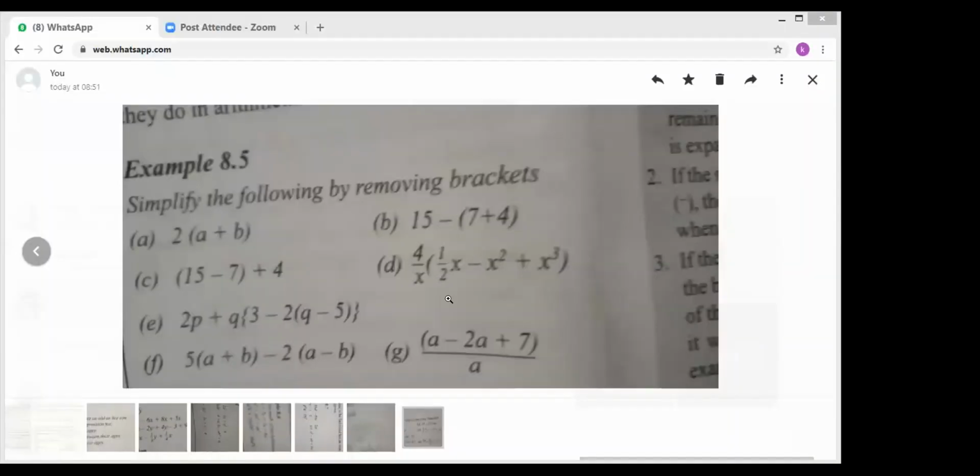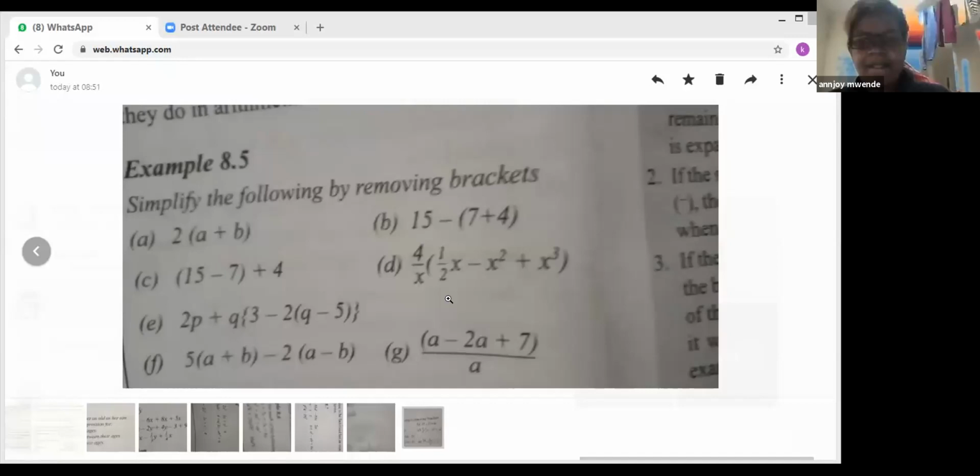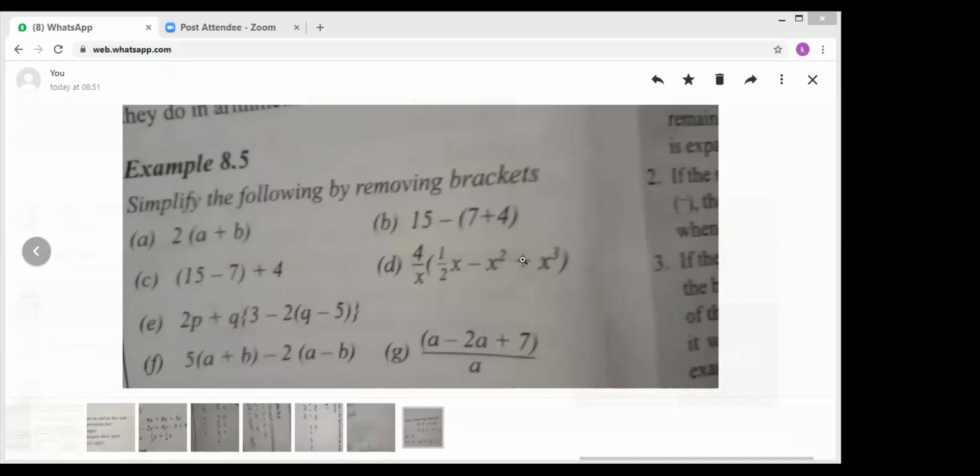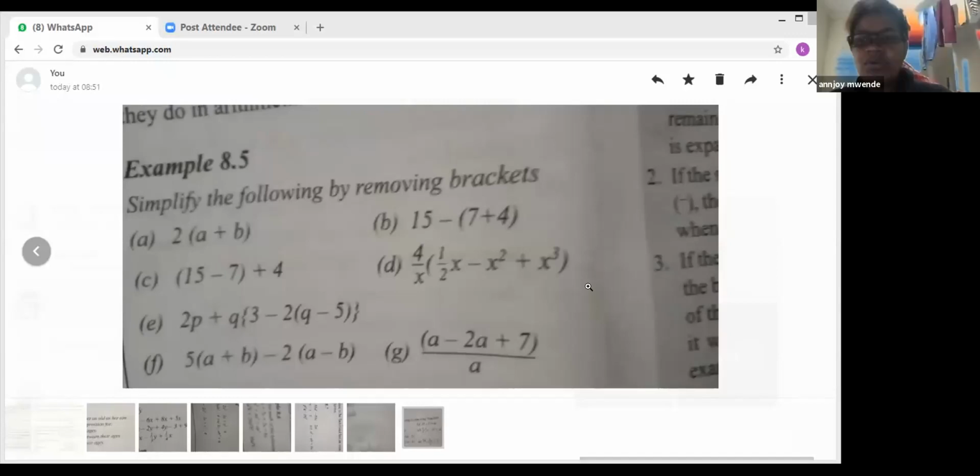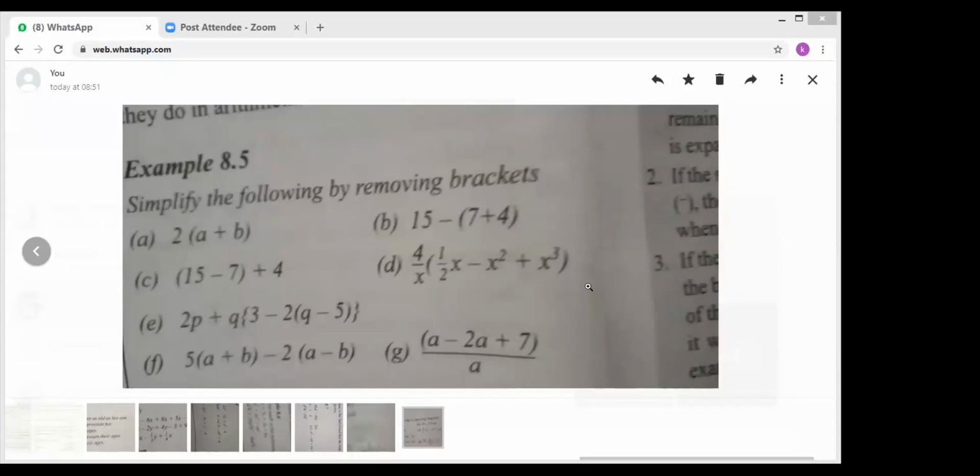Is that screen visible? Samuel? Yeah, it's visible. Mr. Munir, is it visible? Samuel, from my end, visible.